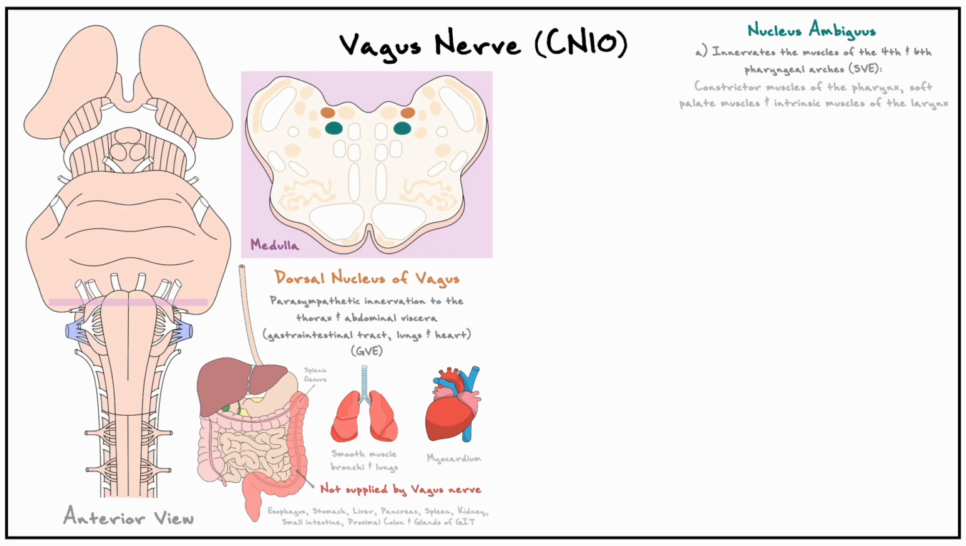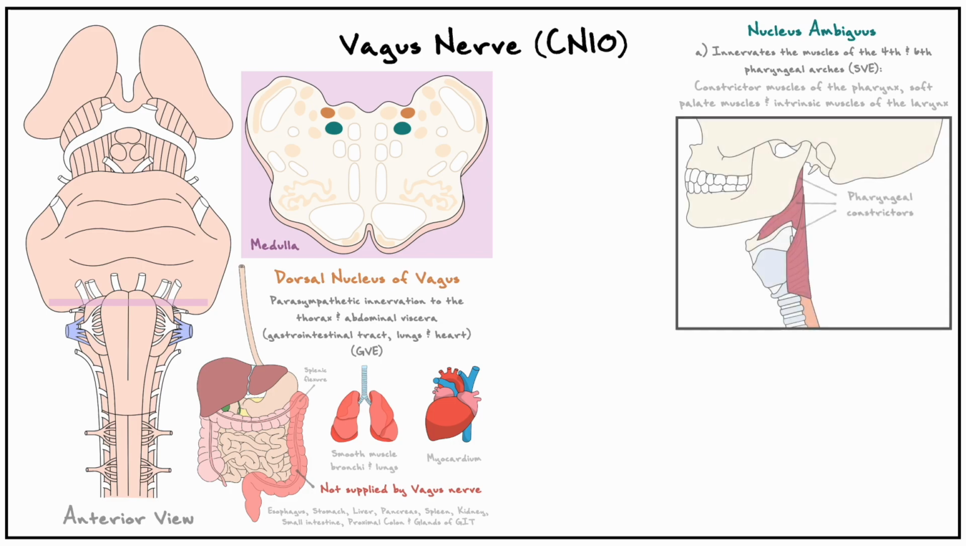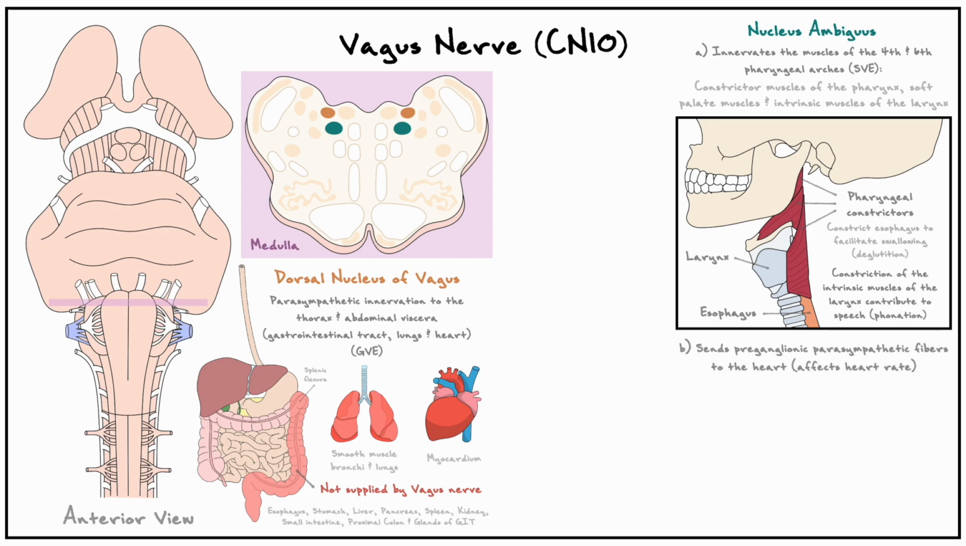To get a quick appreciation of what these muscles mediate, we can consider this lateral view where we can see the pharyngeal constrictor muscles being attached to the larynx. When they contract, these muscles allow to constrict the esophagus, and that results in facilitating the process of swallowing, also known as deglutition. As for the intrinsic muscles of the larynx, their contraction contributes to the production of speech, or in other words, phonation. The second important role of the nucleus ambiguus is to send preganglionic parasympathetic fibers to the heart, and the downstream effect of that will be to decrease the heart rate.